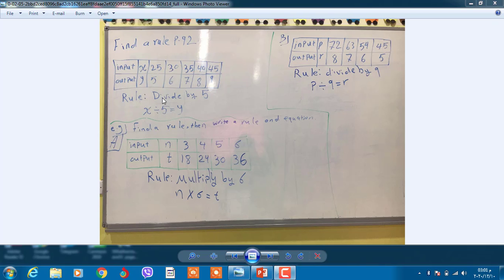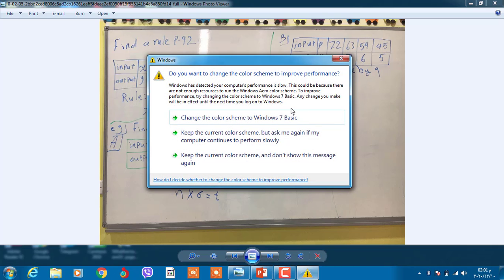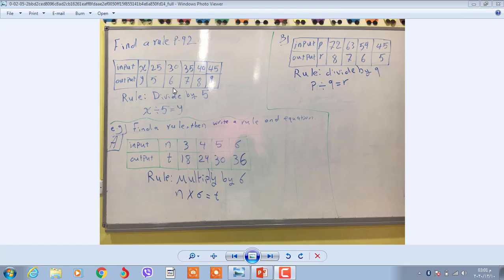So the rule is divide by 5, and the equation is x divided by 5. All the numbers in x divided by 5 equal the numbers in y. The equation says x divided by 5 equals y. And we have more examples. I tell you, find the rule and write the rule and equation.